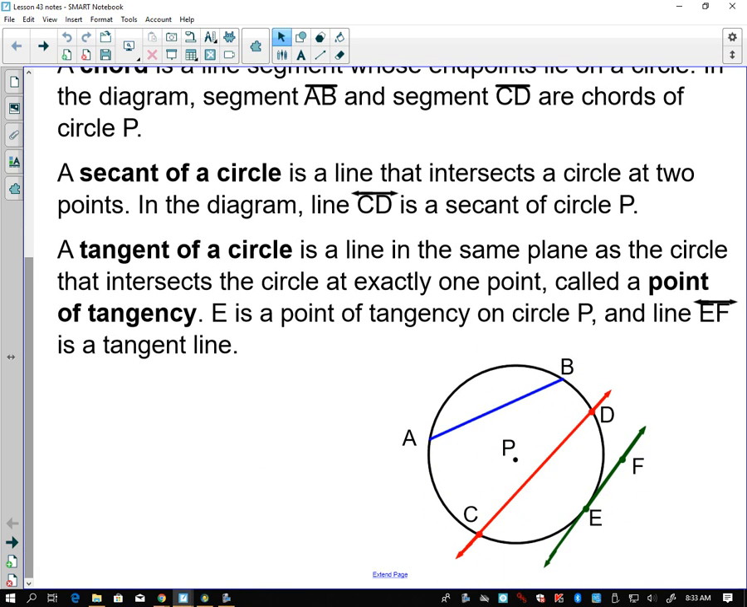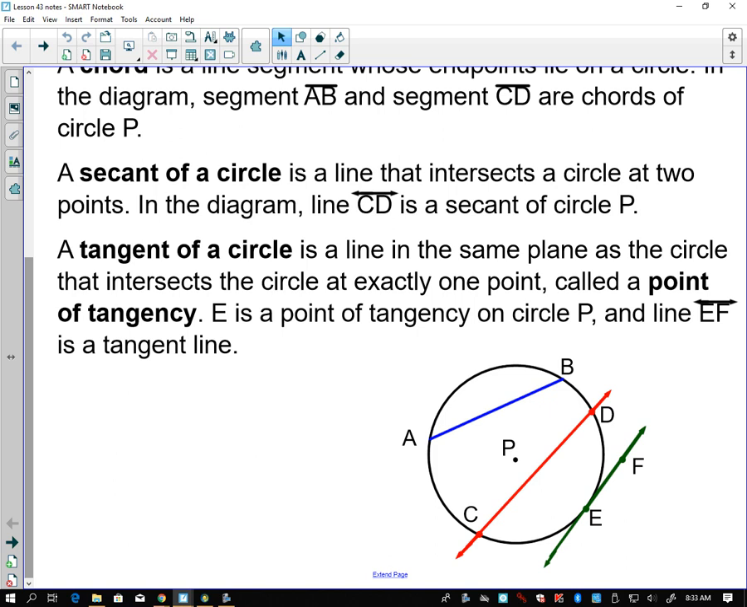A secant of a circle is a line that intersects a circle at 2 points. Basically, it's similar to a chord in that it does intersect a circle at 2 points, but it continues to go on. Think of it as the difference between a line segment and a line. A line continues to go on, whereas a line segment has endpoints. So a chord is a line segment with its endpoints on the circle. A secant is a line that intersects a circle at 2 points.